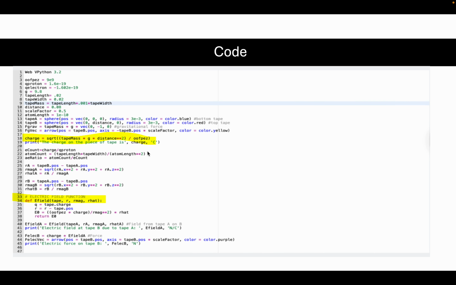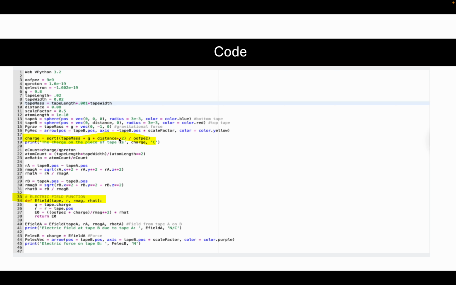All right, so for the code, a lot of these things are just universal constants. Gravity is 9.8. The length of our tape was 0.02 meters. We need to do everything in terms of meters, not centimeters, so make sure to convert that. For the mass, we were given that the density equals 1 gram per meter, so we just solved for the mass of our tape. And then the distance, our R, is 0.08 centimeters, or meters. Everything else is just gravity in the y direction.